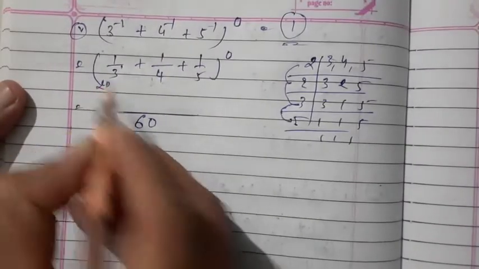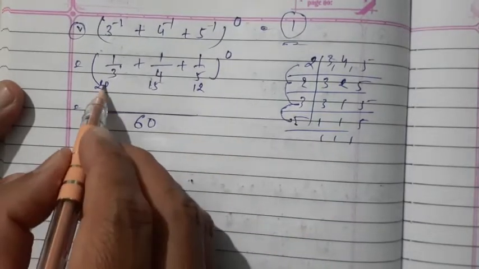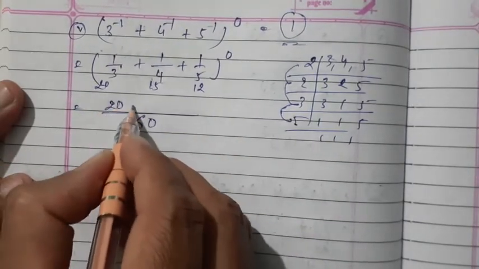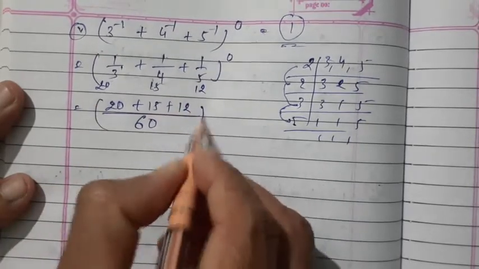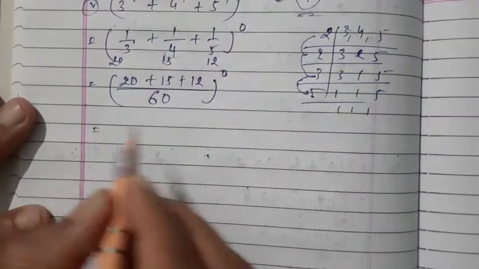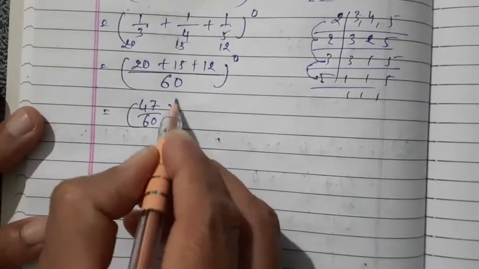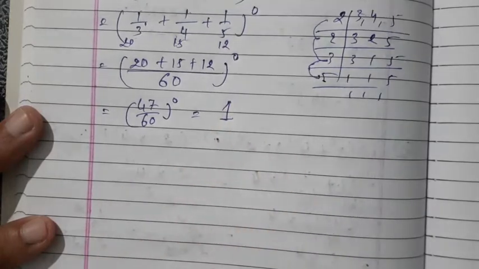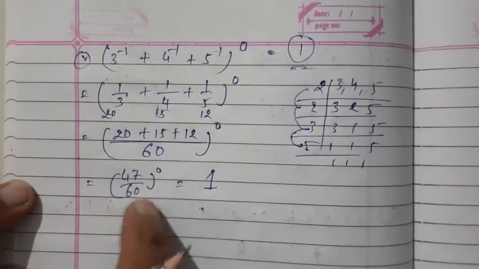Now here 3 fours are 12 and... 20 ones are 20, plus 15 ones are 15, plus 12 ones are 12, raised to 0. So 47 upon 60 raised to 0. So the answer is 1. Okay. Compulsorily you have to show the steps.